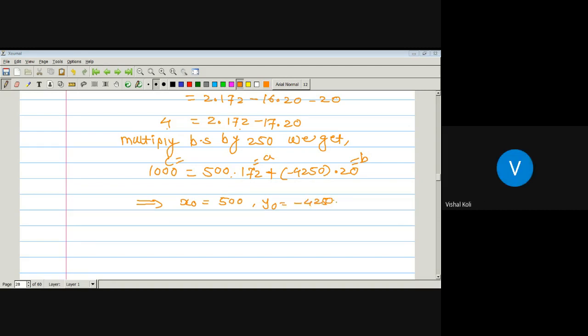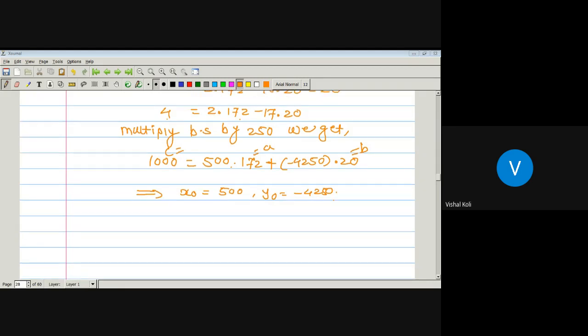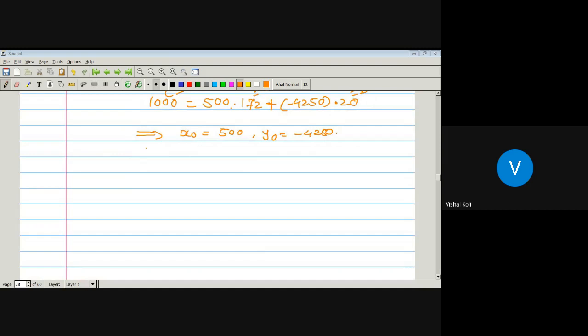So now we will get just the values of x0, y0, and we know the theorem. Whenever x0, y0 be a particular solution, then all the remaining solutions are in the form of x dash and y dash. Okay, so x dash is nothing but x0 plus b upon d into t, and y dash is nothing but y0 minus a upon d into t. Okay, so as we know that x dash is nothing but x0 plus b upon d into t, and y dash is nothing but y0 minus a upon d into t.